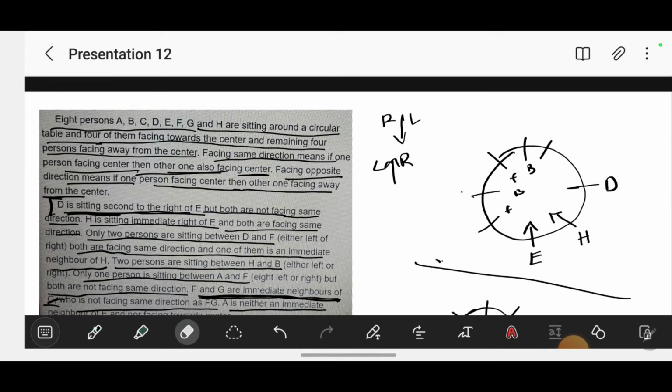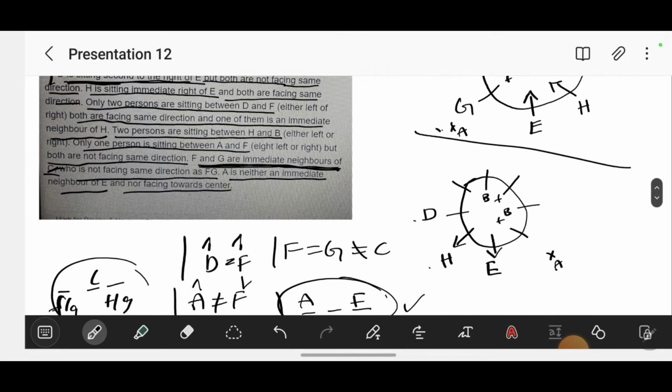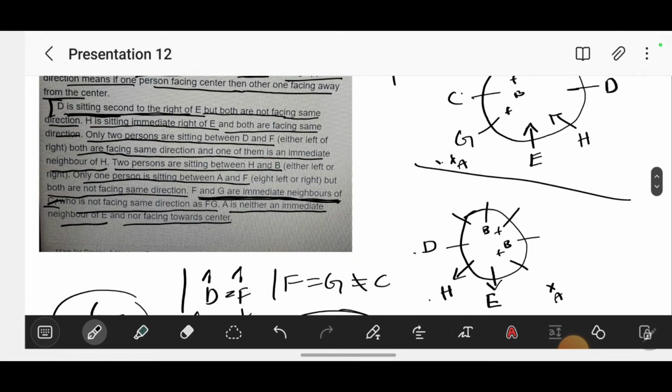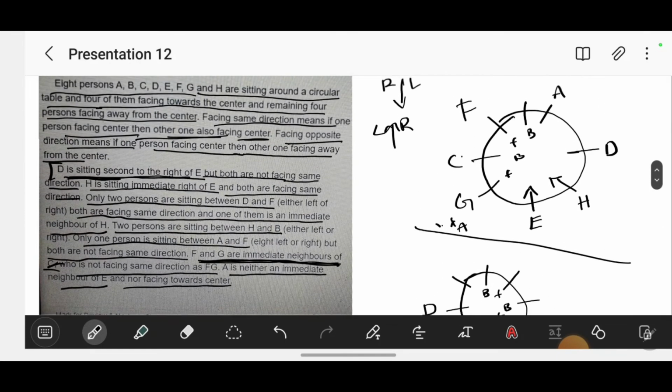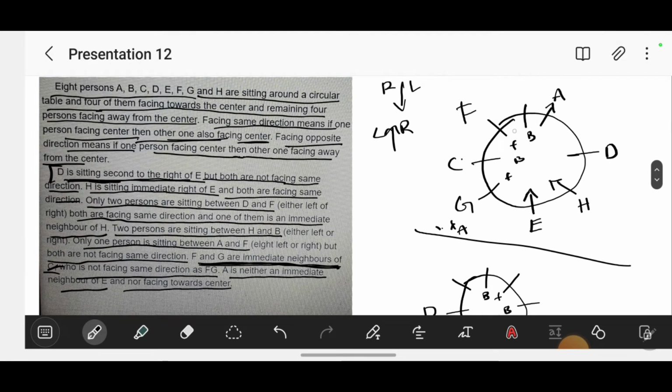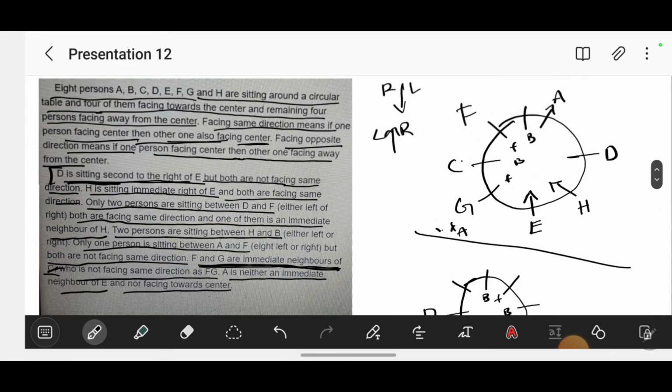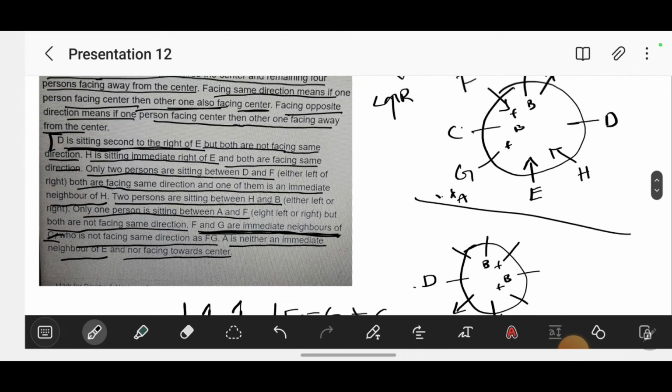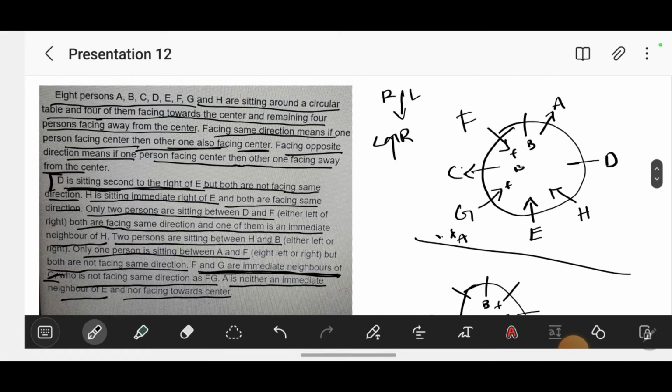So what you have to take is F is here, then A is here, as A is not here, and G is here and C is here, and also A is not facing the center. A is not facing center, that means A is away from center. Then we know that F and A are not the same, so F faces center, and F and G face the same direction, and C faces opposite to F and G, so it is outwards. This is a case, and remaining is B, okay?